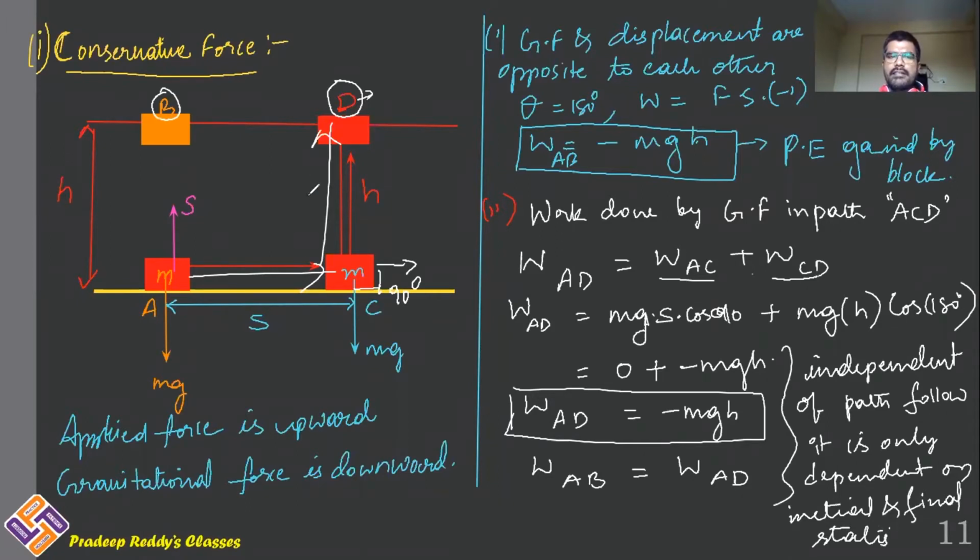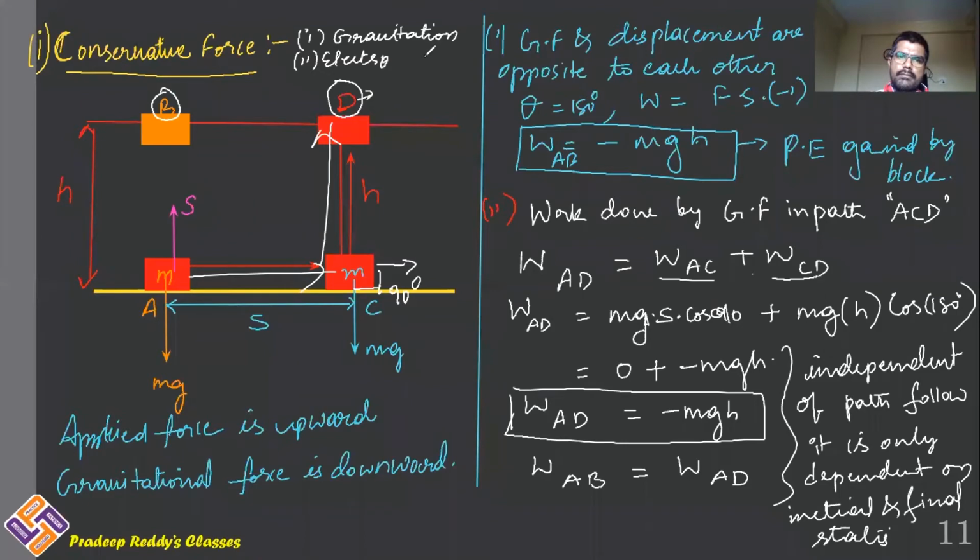Therefore, for work done, you can lift it from A to B, or you can lift it from A to D, or you can lift it to any other position if it is at the same height. Then work done in all those cases will be equal. Such types of forces, where work is done in such a way that they only depend upon initial and final states, independent of the path followed, are called conservative forces. An example of a conservative force is the gravitational force. Gravitational force is a conservative force.